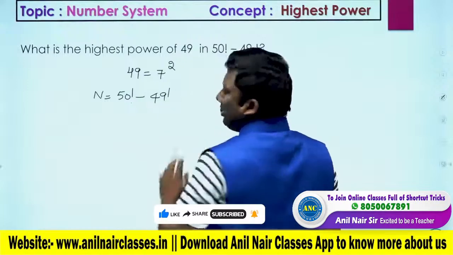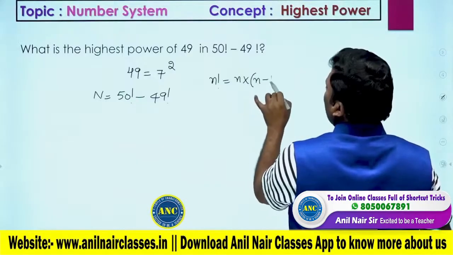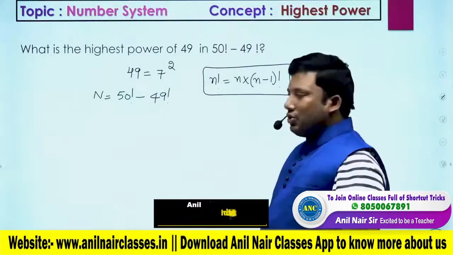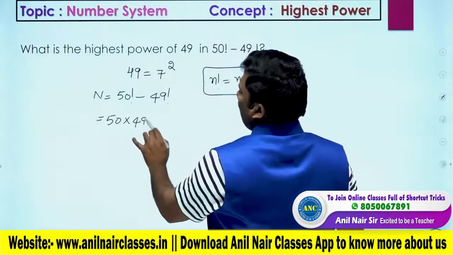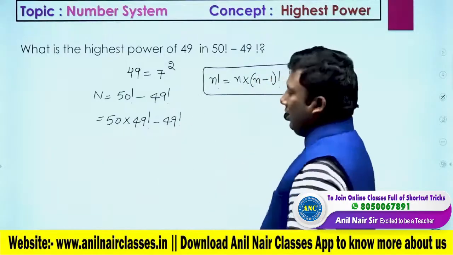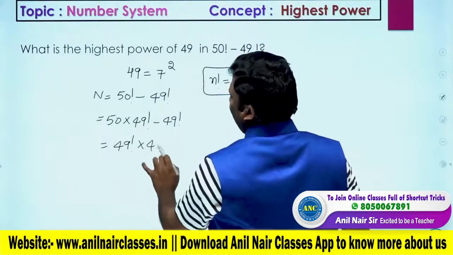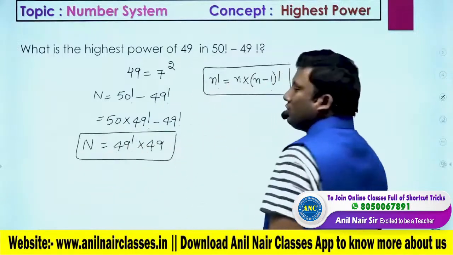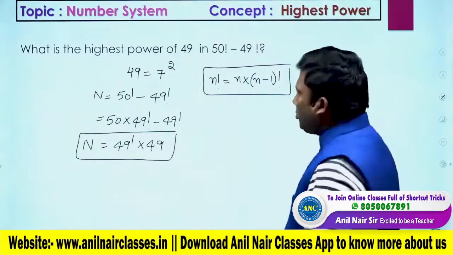N factorial can be written as n into n minus 1 factorial. So 50 factorial is 50 into 49 factorial, minus 49 factorial. If I take 49 factorial common, we get 50 minus 1, which is 49. So the entire question is condensed to 49 factorial into 49.